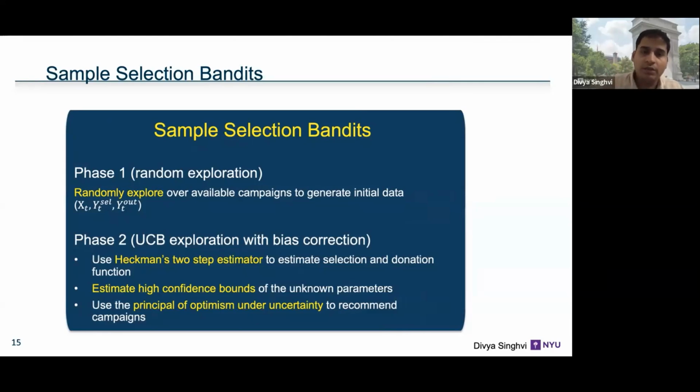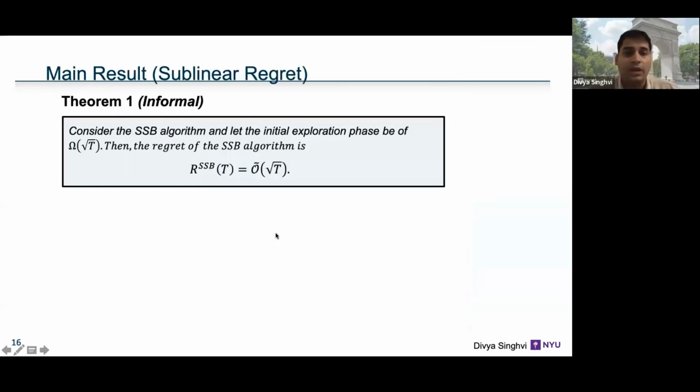Now, we have proposed an algorithm. The next question, which is a very reasonable question, is how well does this algorithm perform? In the paper, what we show is that if you can tune the exploration phase correctly, then the regret of the SSB algorithm, or the sample selection bandit algorithm, is upper bounded by O tilde of square root of T. What this means is that because the lower bound of regret in this class of problems is square root of T, the algorithm that we propose is near optimal modulo some log of T terms.